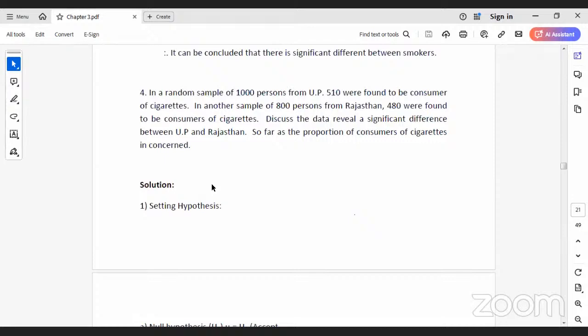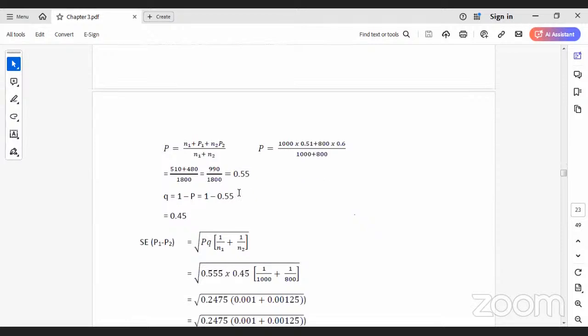In a random sample of 1,000 persons from UP, 510 were found to be consumers of cigarettes. In another sample of 800 persons from Rajasthan, 480 were found to be consumers of cigarettes. Do the data reveal a significant difference between UP and Rajasthan so far as the proportion of consumers of cigarettes is concerned? Okay, this is another problem.